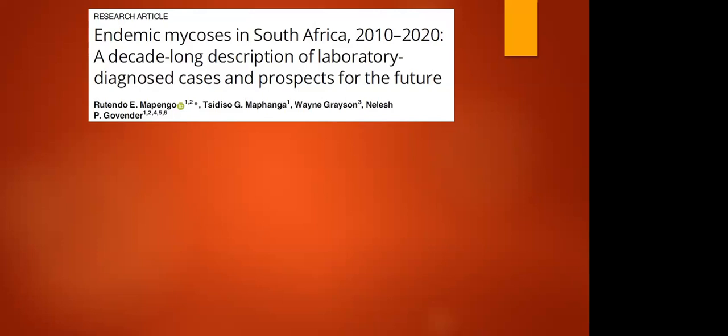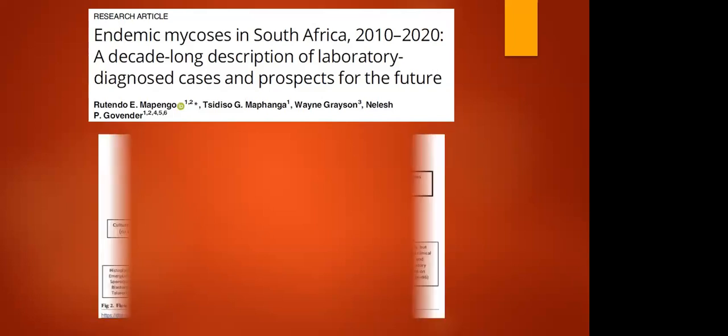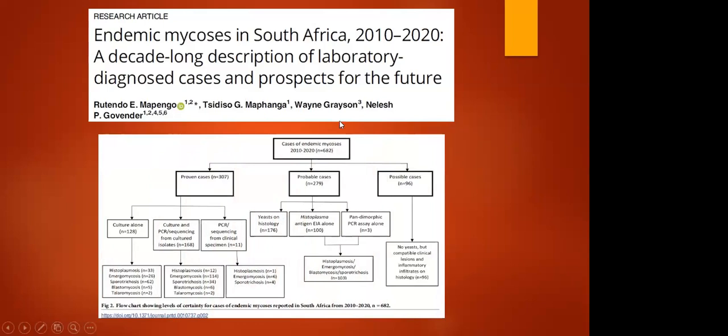So they took reports from microbiology, histopathology that was affiliated to the NHLS, one large private pathology lab which serves 40% of the private healthcare market in South Africa, and the referred cases that were sent to NICD for further diagnostics. So in total, they had 682 cases over this 10-year period.